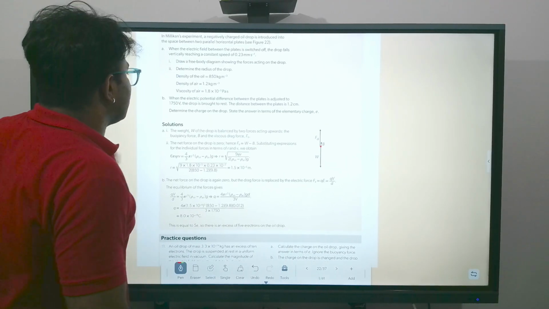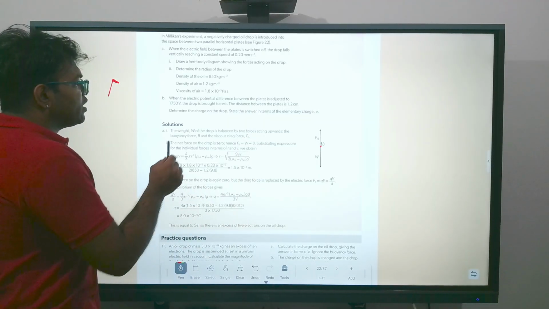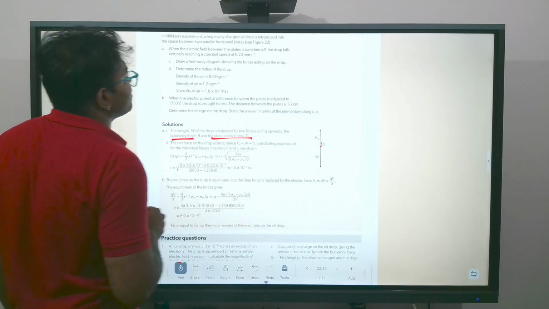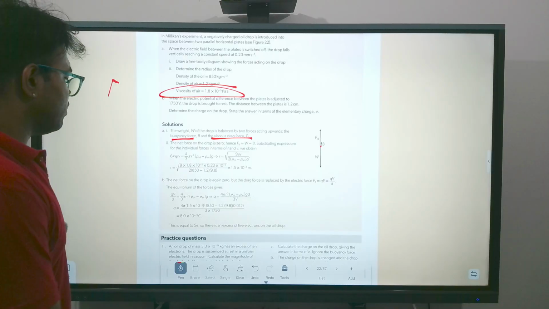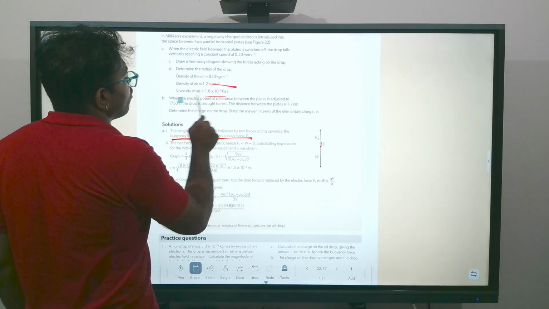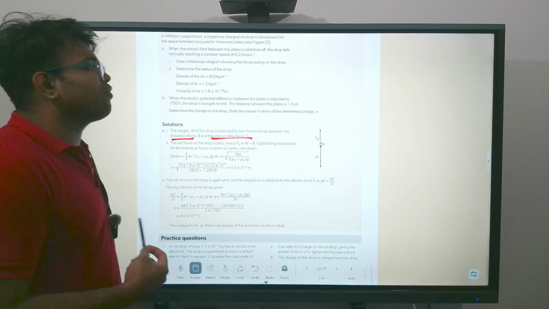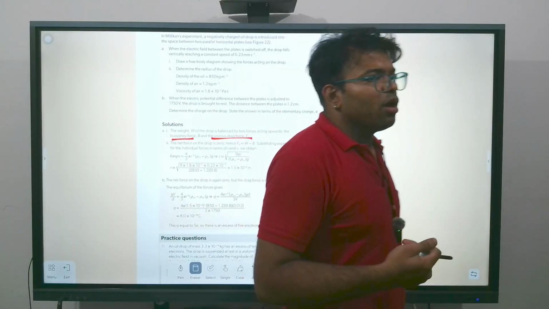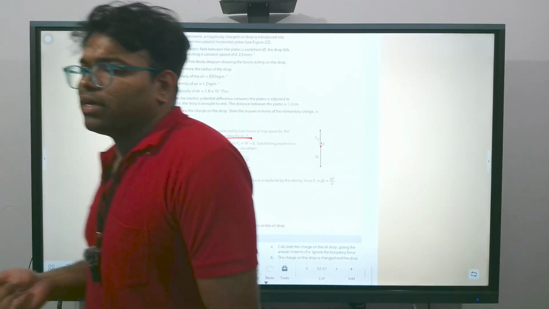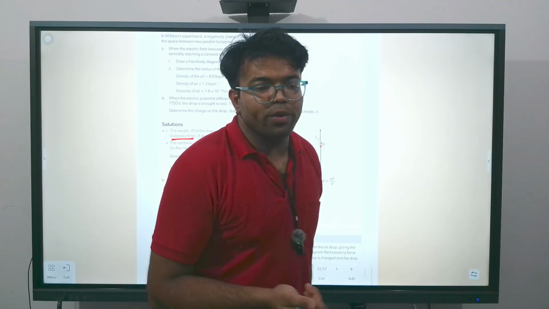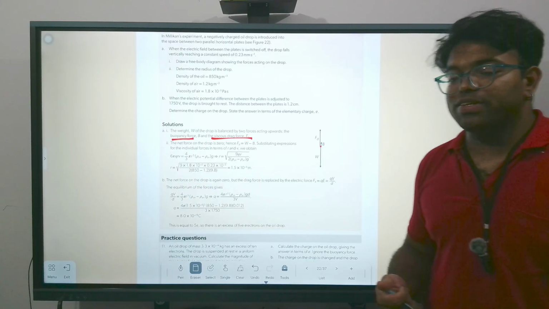The weight W of the drop is balanced by two forces acting upwards, the buoyancy force and the viscous drag force. I saw the viscosity of air mentioned, so they are also considering the viscous drag force. What is buoyancy? Buoyancy is the upward thrust that you feel whenever you are inside a fluid. Air is also a fluid, therefore it will have both the buoyant force as well as the viscous drag.